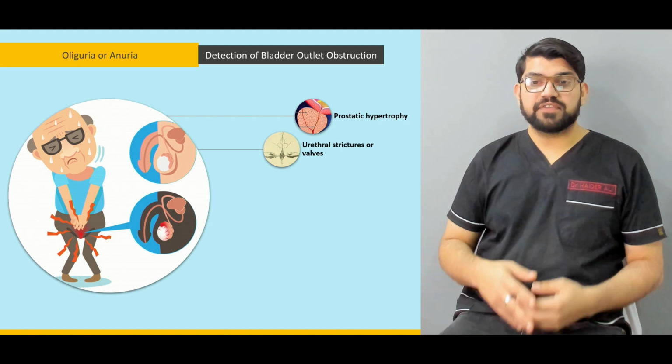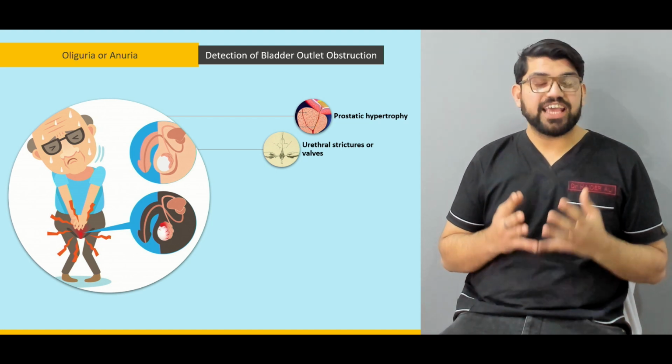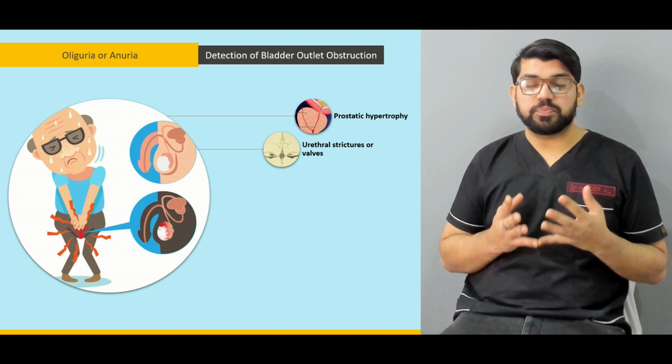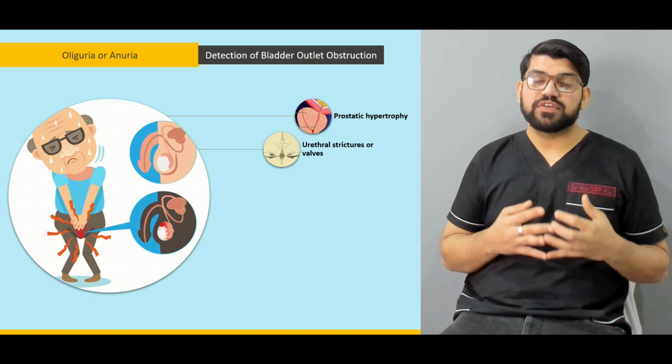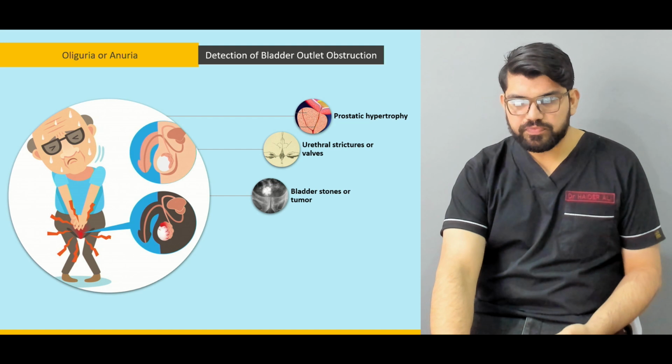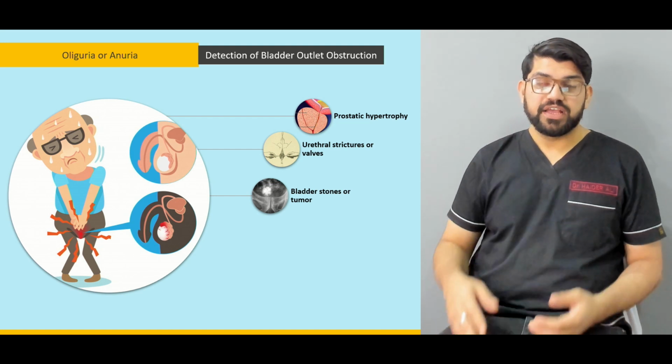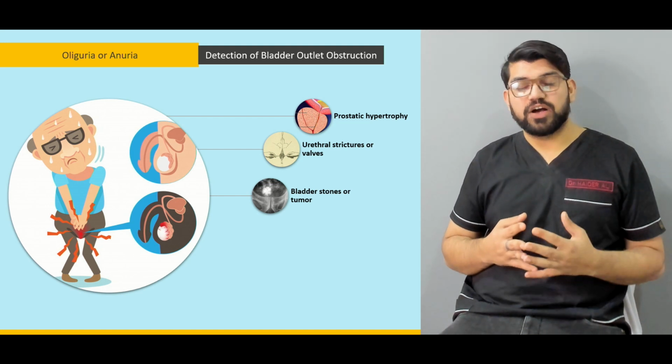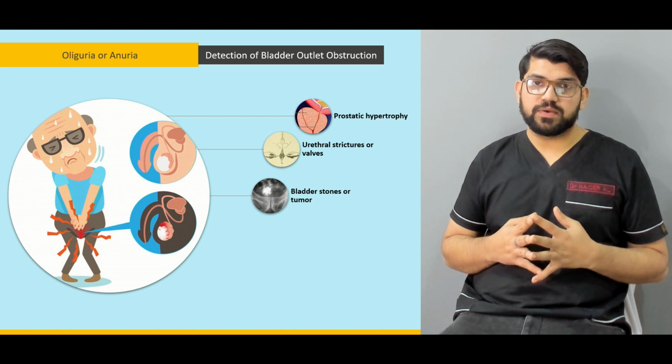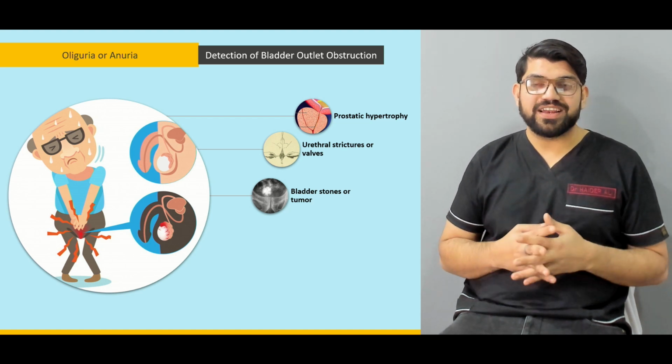Urethral strictures and valves can cause acute kidney injury because of obstruction of the urinary outflow. Bladder stones or tumor, and renal calculi again, are common causes of urinary tract obstruction. Let me discuss with you a clinical scenario.